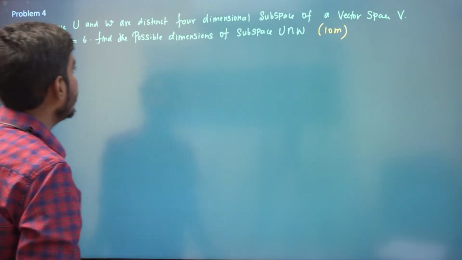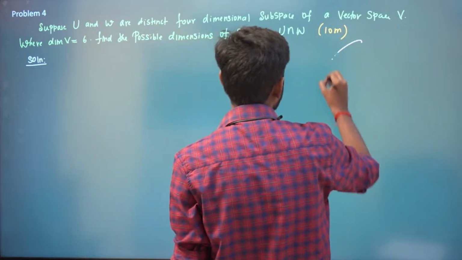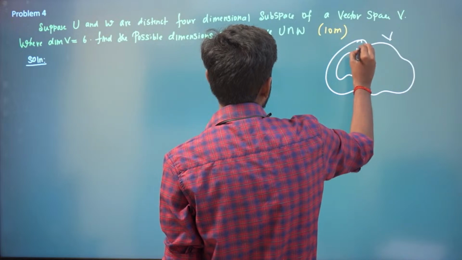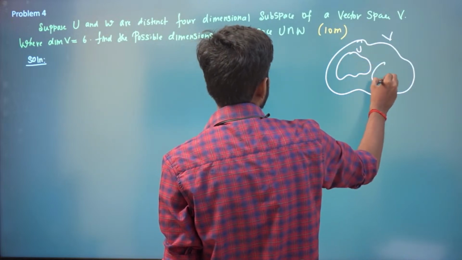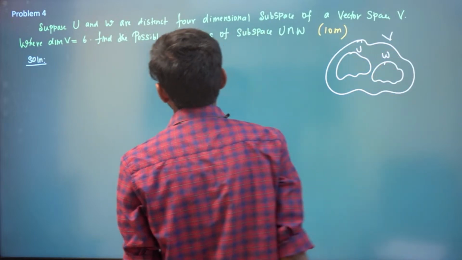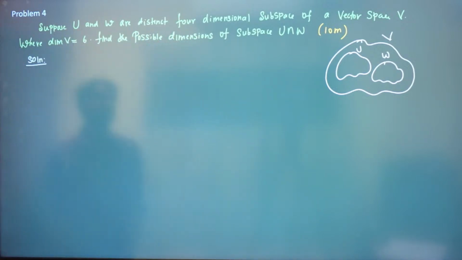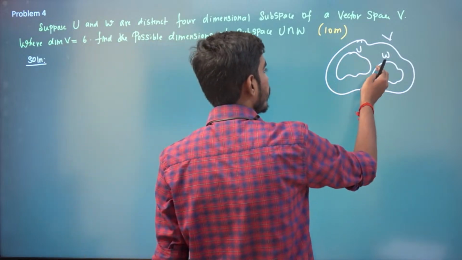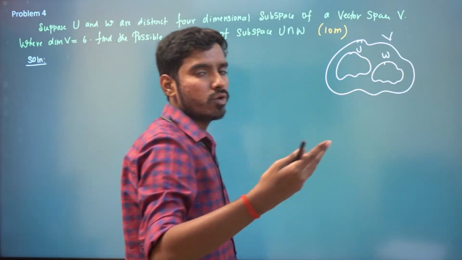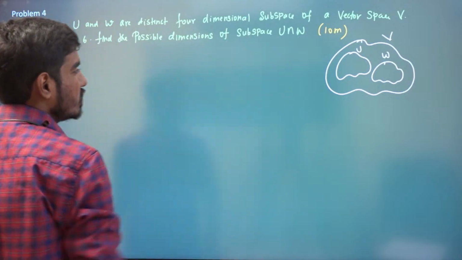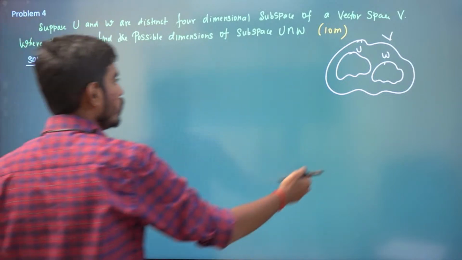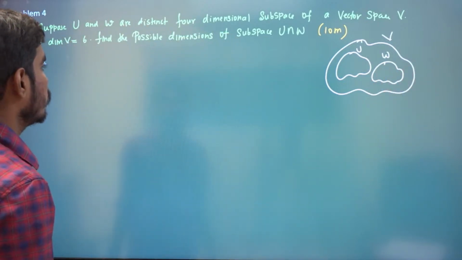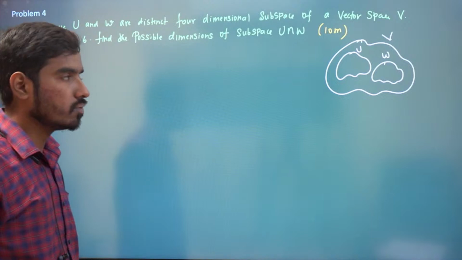So here U and W are distinct four-dimensional subspaces of V. So we have a vector space V, and U and W are distinct four-dimensional subspaces of a vector space V. It can also intersect, right? It can be like this, or it can intersect also. U and W can intersect also. Just for some understanding, I've drawn the diagram. U and W can also intersect at some vectors. Can have non-zero intersection also.